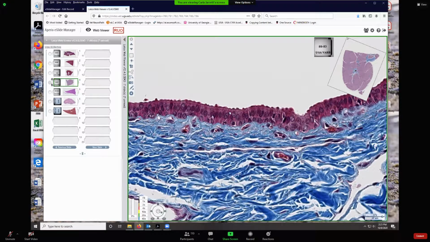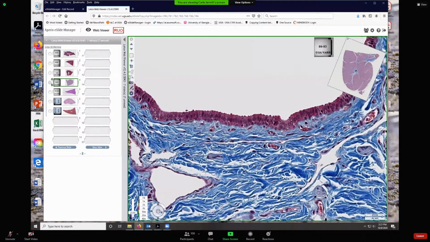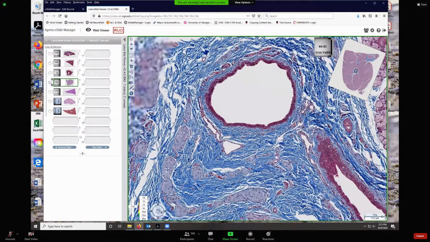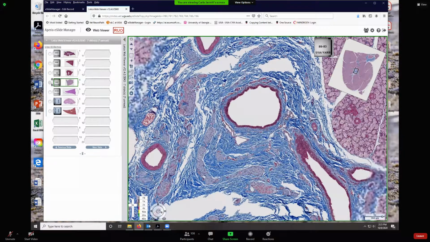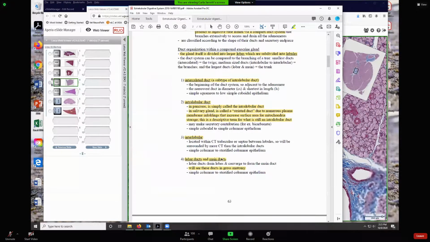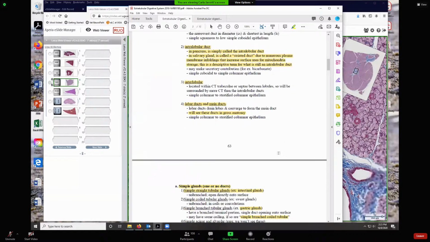Now, I don't know why, but the more basal layer of the stratified duct epithelium, those nuclei will never appear as regularly as the more superficial layer of cells. I don't know the reason behind that, but that is the way it is. So don't expect a double regular row of nuclei. Expect that basal compartment row of nuclei to be more spotty, more irregular. Okay. So that's your big interlobular duct. And then we won't see the lobar ducts and the main ducts. You'll see that down in gross anatomy.